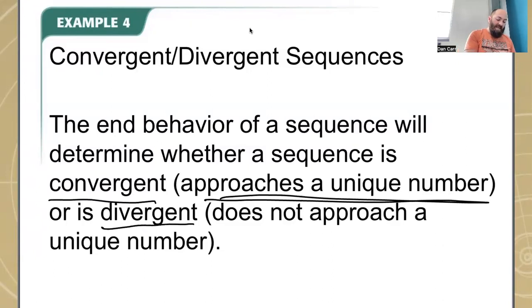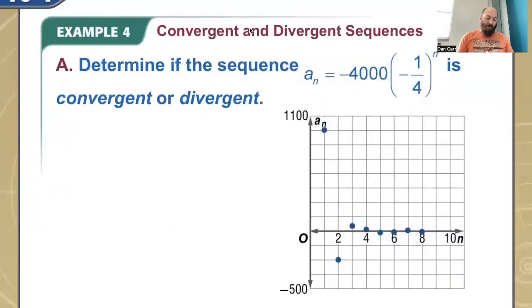They can also be divergent, and that's when it does not approach a unique number. Usually it's just going away from it. It's just going to go off to infinity, or there are patterns where it's going to go up and down, but it's going to keep spreading away from each other. So that's what we're going to look at here. And we're going to use our graph here.